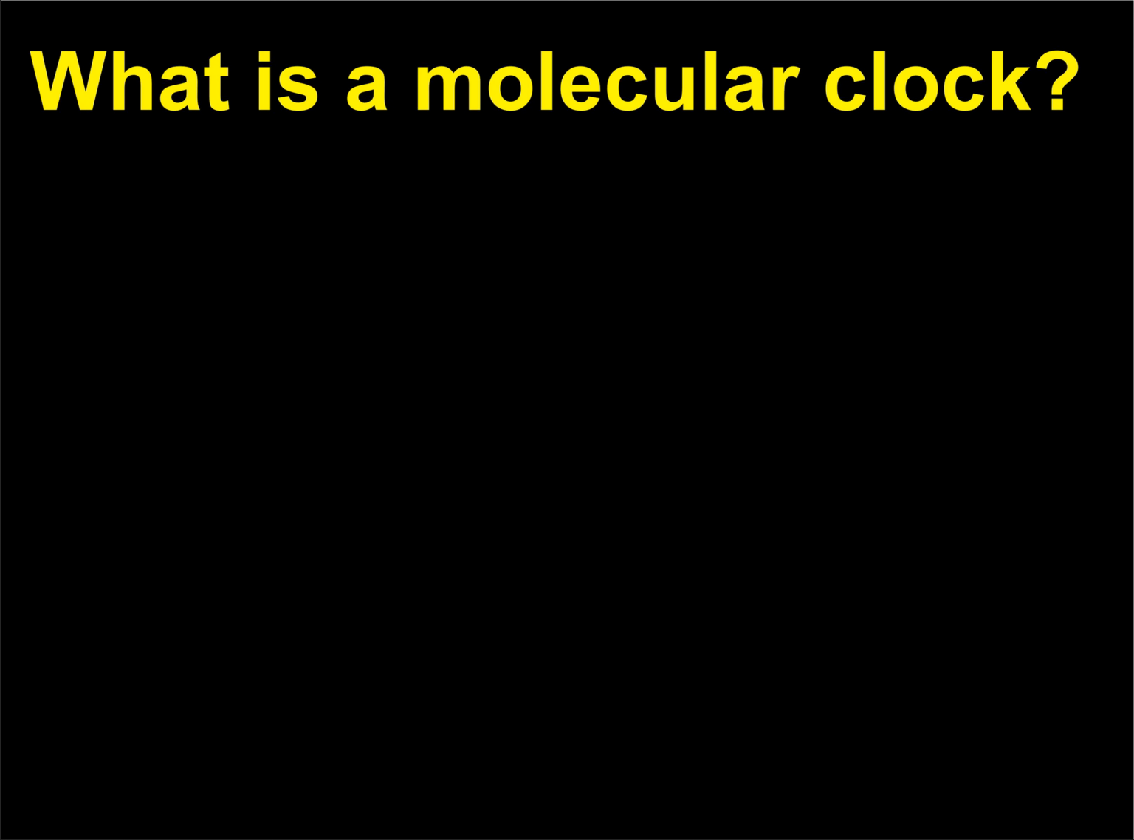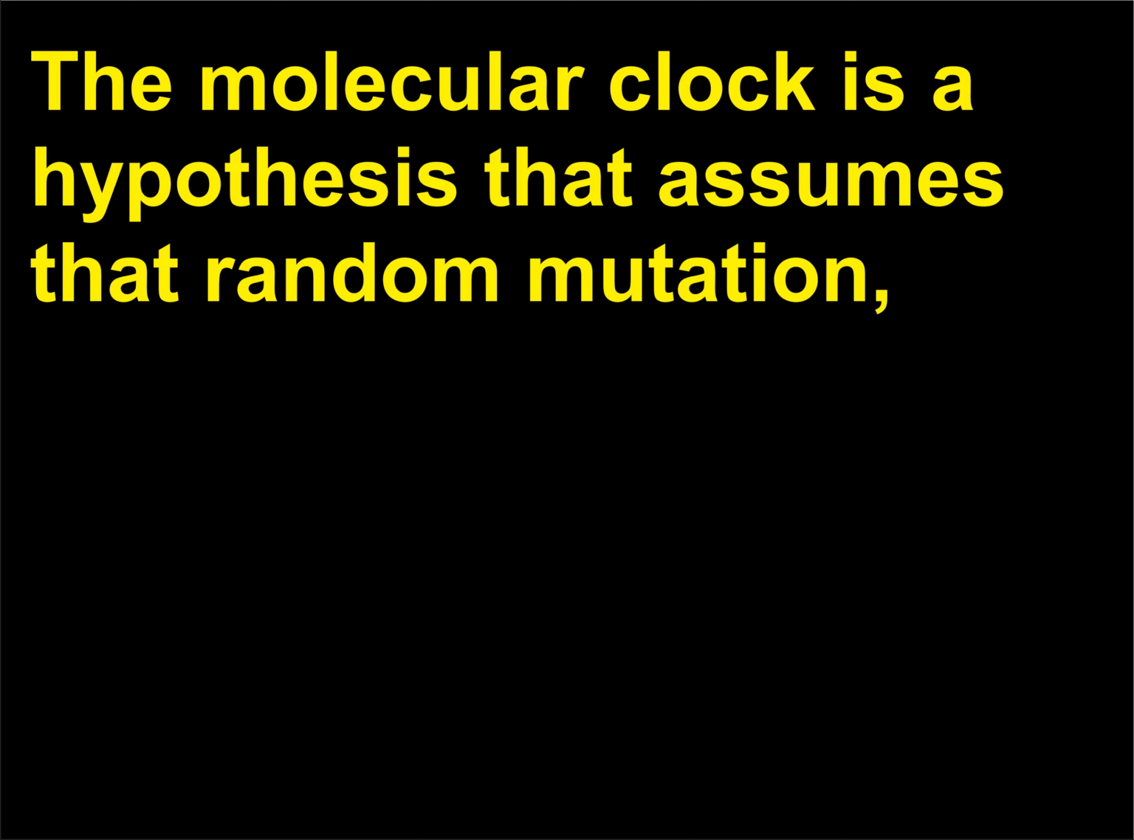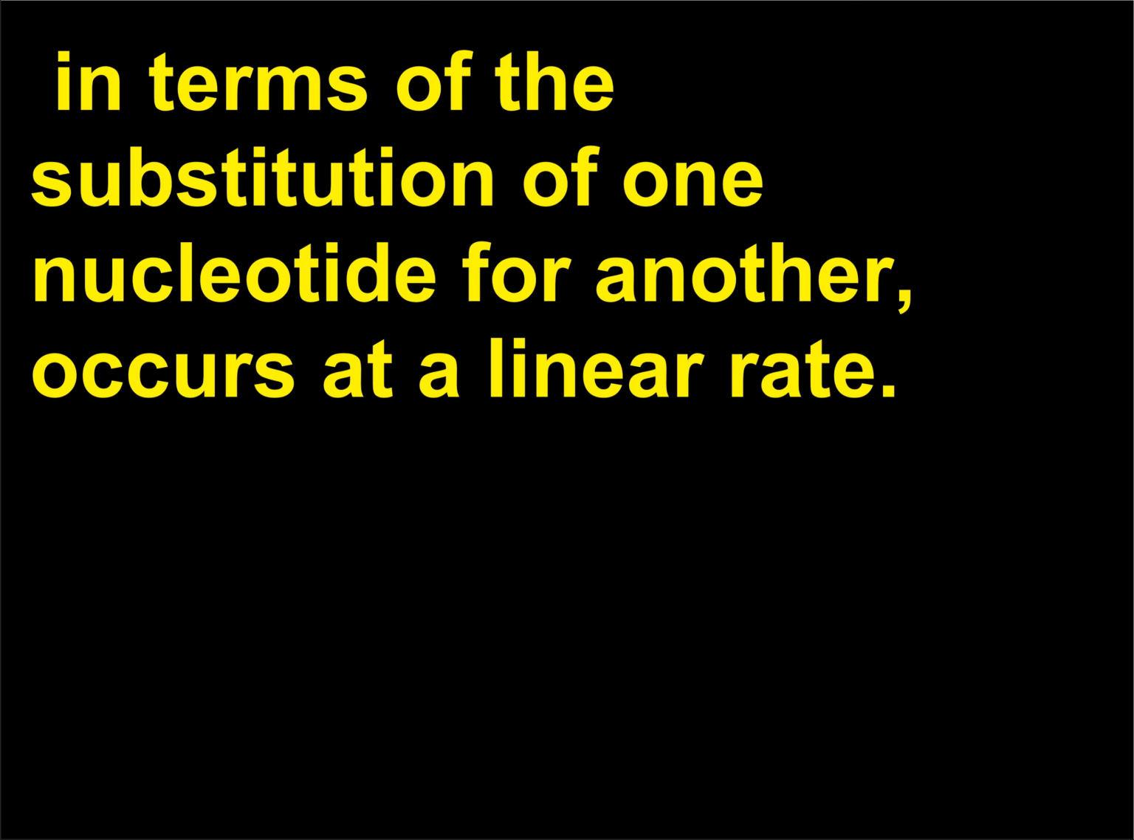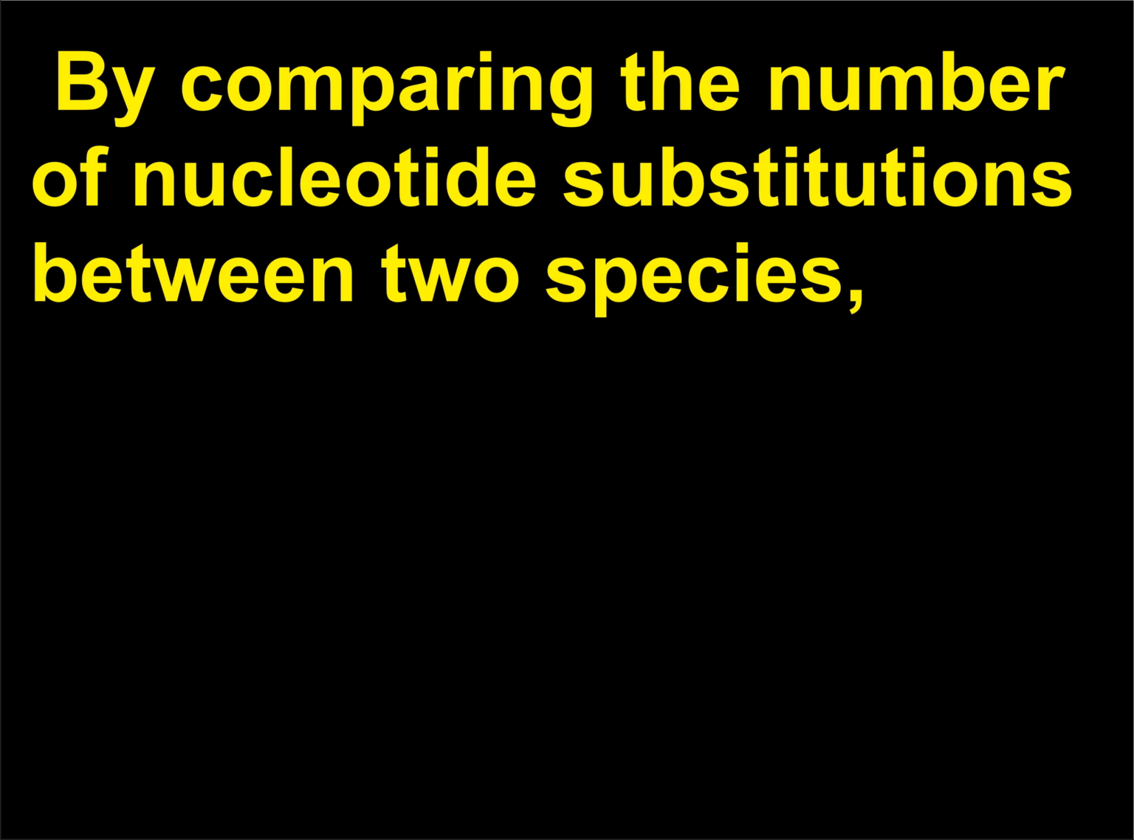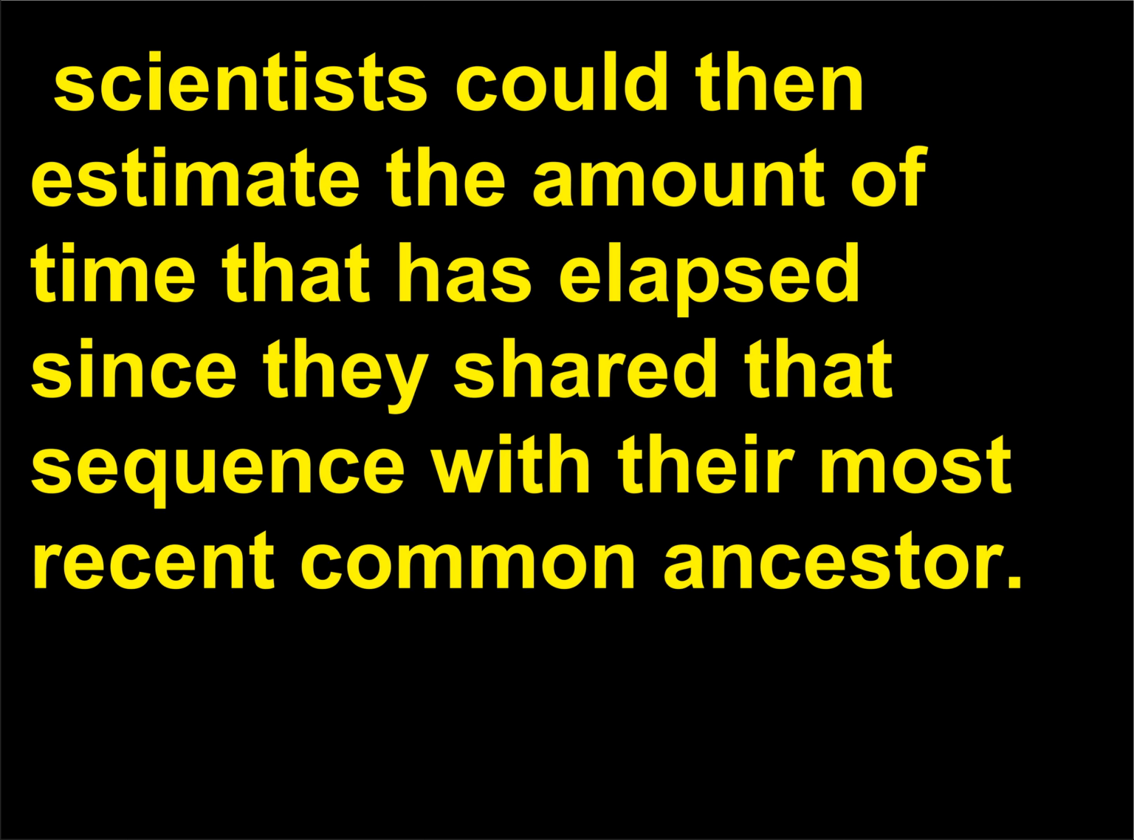What is a molecular clock? The molecular clock is a hypothesis that assumes that random mutation, in terms of the substitution of one nucleotide for another, occurs at a linear rate. By comparing the number of nucleotide substitutions between two species, scientists could then estimate the amount of time that has elapsed since they shared that sequence with their most recent common ancestor.